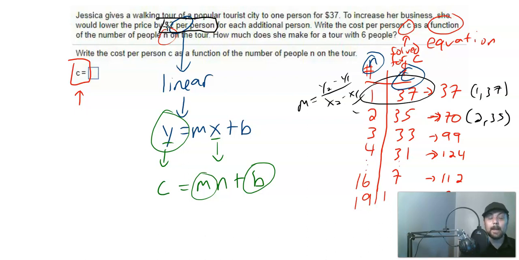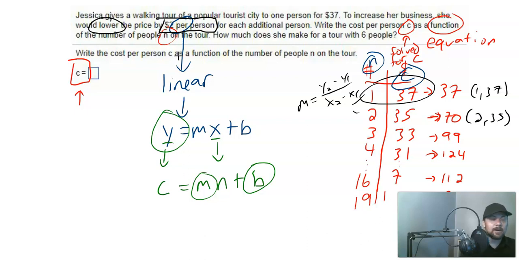It's 2. But you have to be careful about this. It's going to be -2 because the price is decreasing. She is lowering the price by $2 per person. So it's actually a drop of 2 each time n goes up by 1. And so it's given to us in the problem, but you do need to be careful about the sign of that slope. And that's something else you would need to think about.